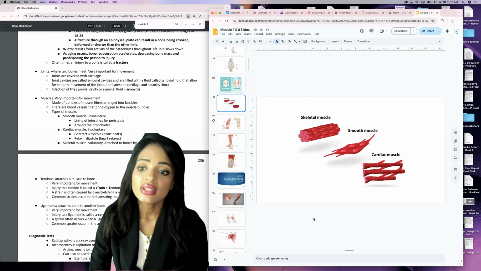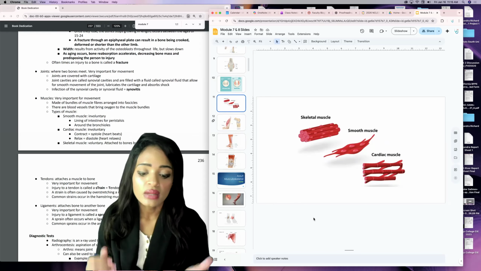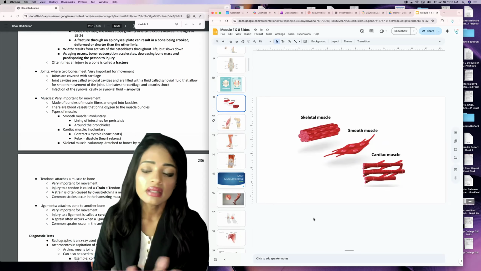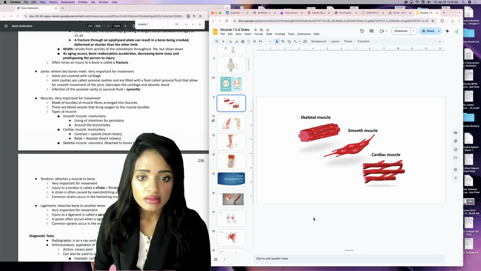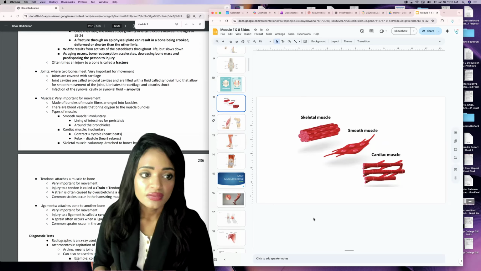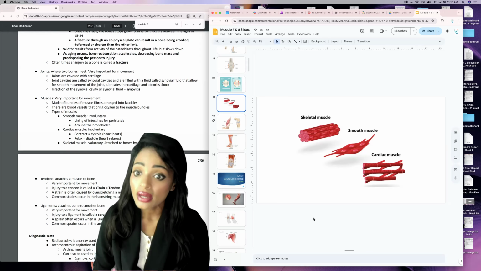We also learned that there's three types of muscle. So now we know what is a joint. Now we're learning what is a muscle. A muscle is a band of muscle fibers arranged into fascicles. And muscle does need oxygen, a lot of it.